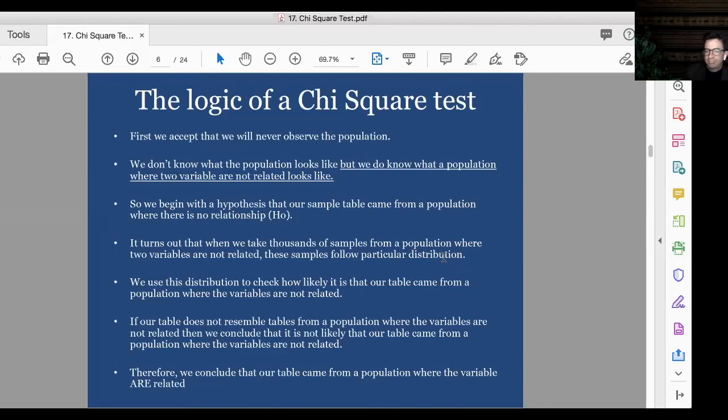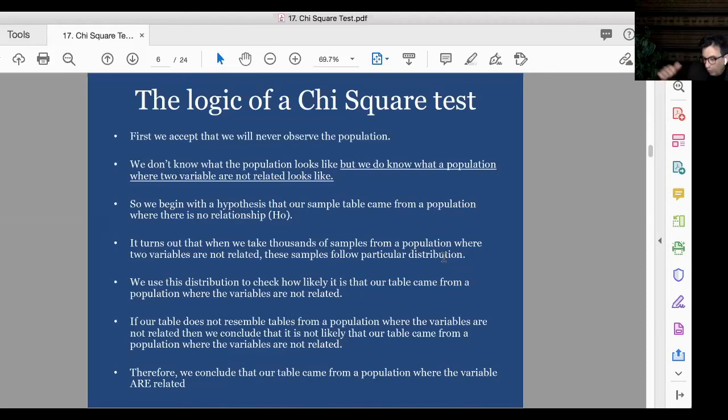So there is no relationship in the population. Our sample came from that. We start with that hypothesis that there's no relationship in the population, because that's what we know. Well, I mean, we don't know if our sample came from there, but we know what a population where there's no relationship looks like. Now, it turns out that when we sample from a population where there's no relationship, these tables that we observe from there, if we calculate a test statistic for them, they follow a particular distribution.